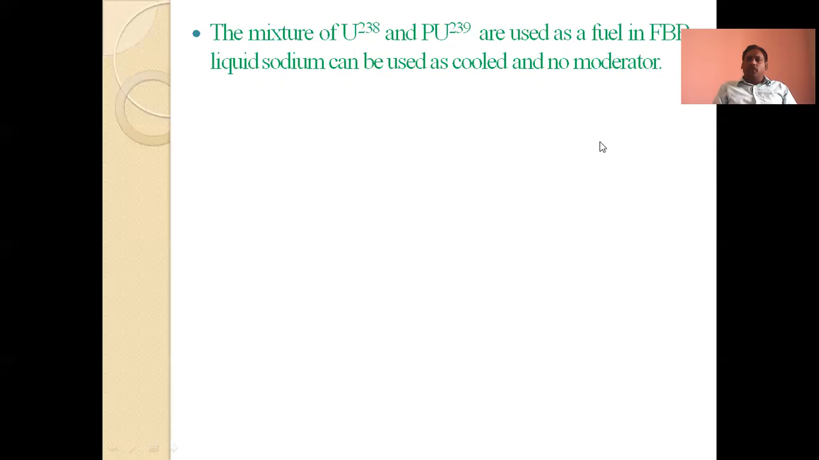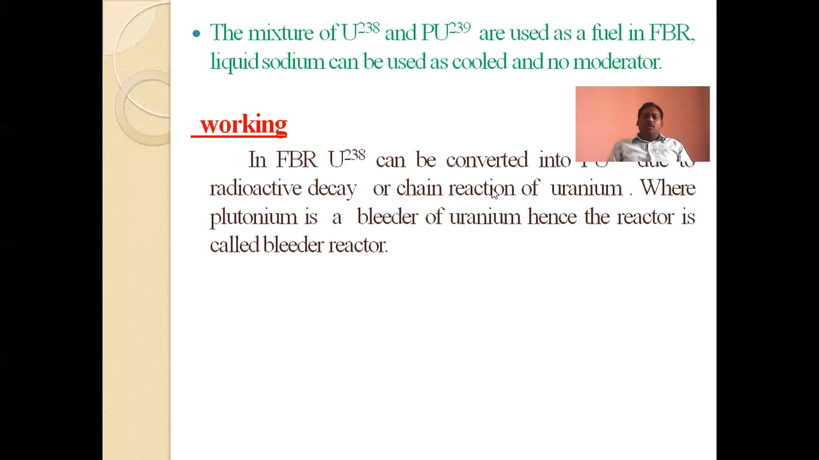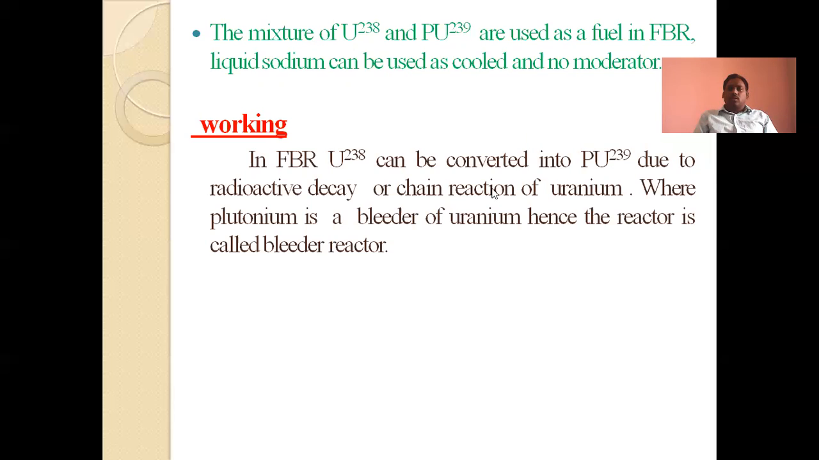If we go to the working of the fast breeder reactor, see here, in the fast breeder reactor, uranium-238 is converted into plutonium-239 due to radioactive decay or chain reaction of uranium. Why does the uranium not convert into plutonium in the PWR and BWR?